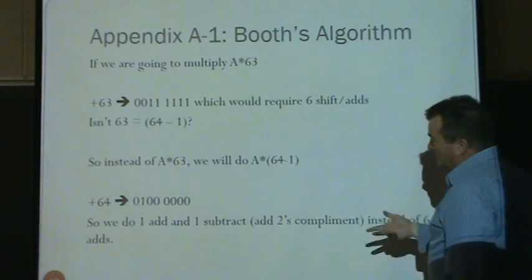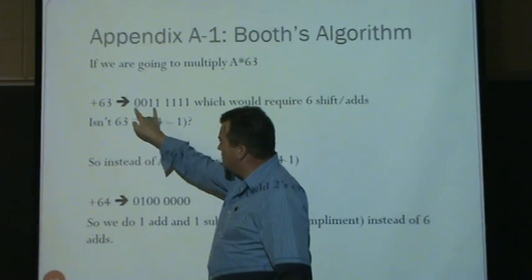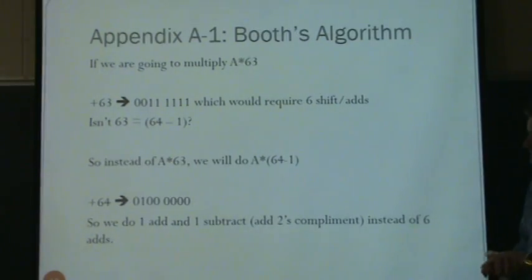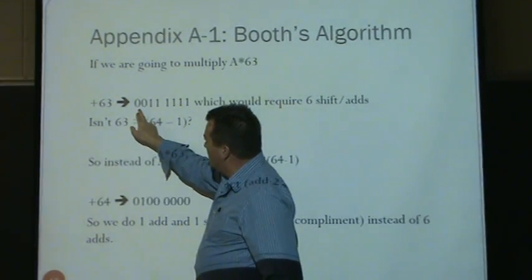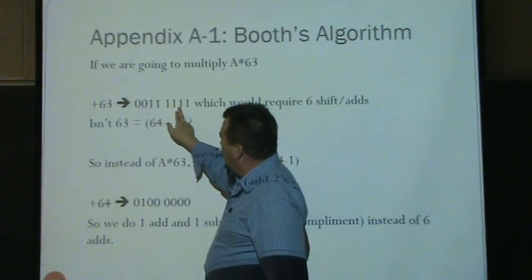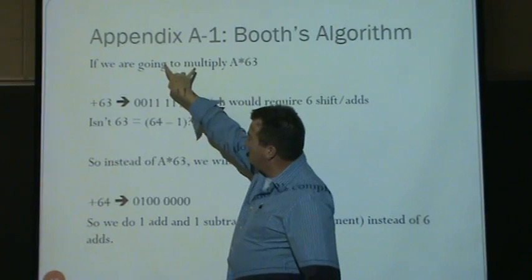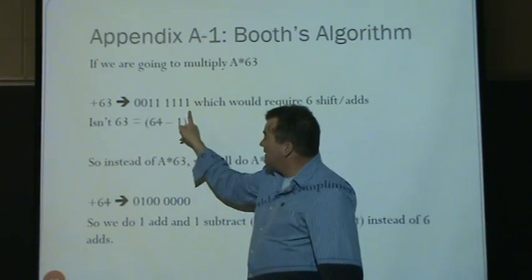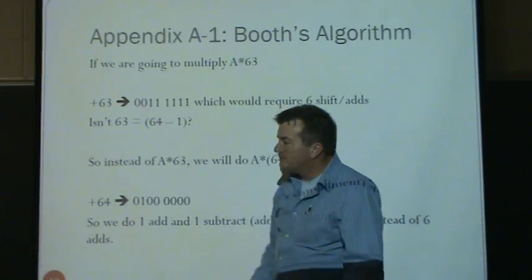So suppose, for example, it's just kind of an observation. Suppose we had an 8-bit machine, and we had a positive number like 63. 63 is represented as 0, 0, 1, 1, 1, 1, 1, 1. Well, every time we see one of these, we have to take the top number, slide it over 1, and add it to the previous result. That's going to be 6 adds. We're going to have to add 6 times.